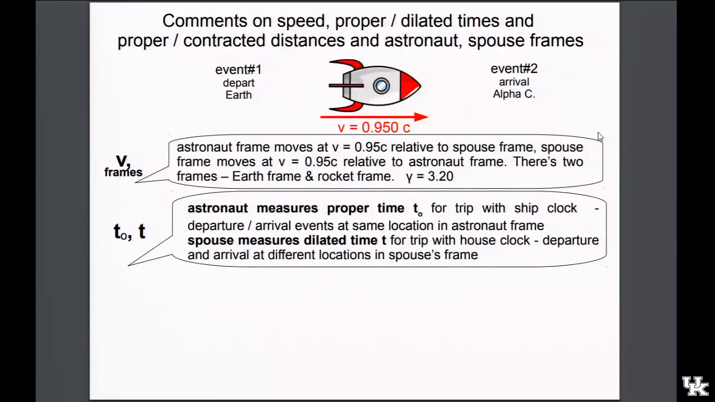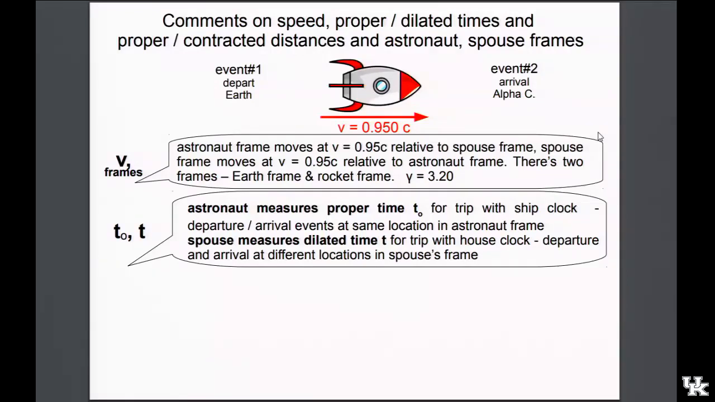Next important thing. We're both going to measure the time for the trip. The astronaut measures the time for the trip, and I'm going to measure the time for the trip. Who measures the proper time? The astronaut measures the proper time. For the astronaut, with the astronaut clock inside the rocket, the event of leaving Earth and the event of arriving at Alpha Centauri occur at the same location, say the center of the rocket ship. So from that perspective, the astronaut didn't move. It was the stars and the planets that moved in the opposite direction.